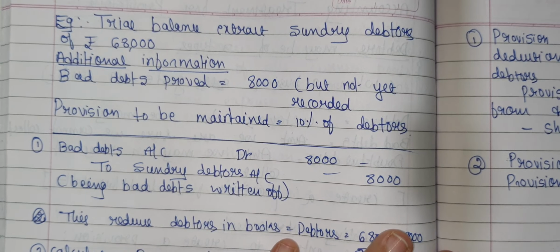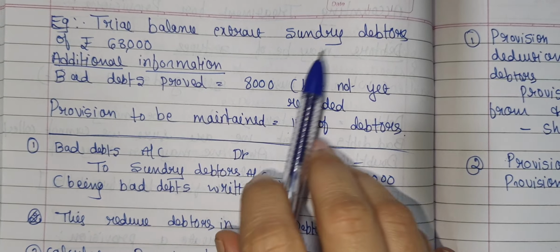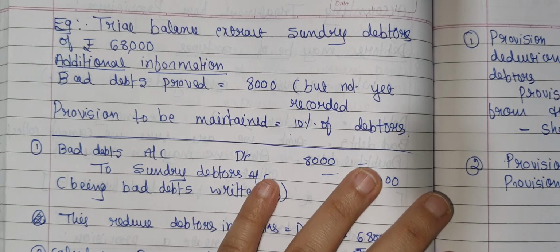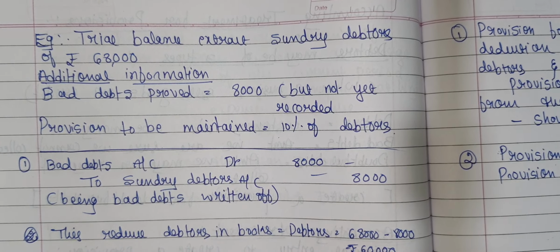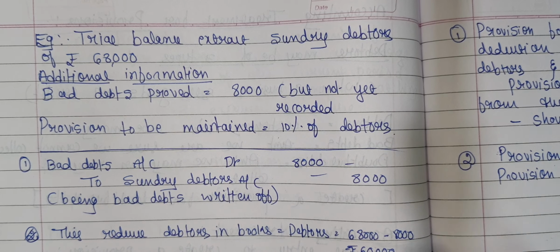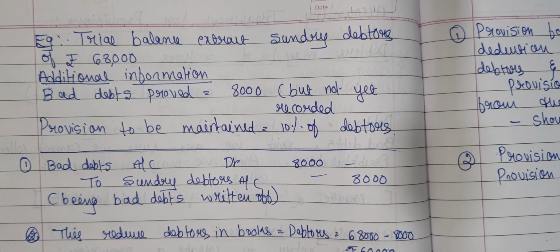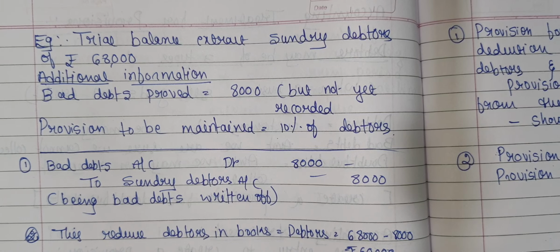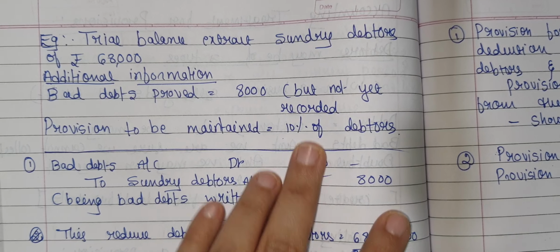Now let's see one example. Here, the trial balance extract shows sundry debtors of rupees 68,000. In the trial balance, sundry debtors show the amount of rupees 68,000. Now let's see the additional information. Bad debts proved, that is 8,000 rupees, but not yet recorded.